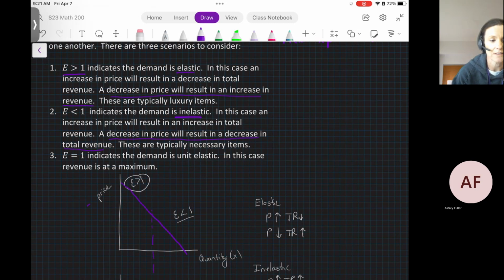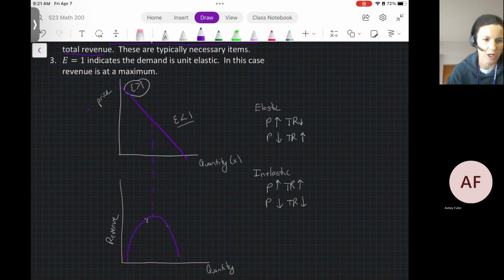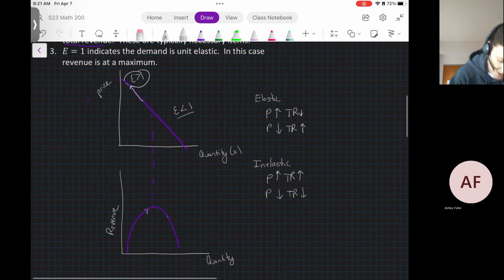And the final scenario is if the elasticity is exactly 1, it indicates that the demand is unit elastic. In this case, revenue is already at a maximum. If you look graphically, I think it helps to understand what's happening here. This top curve here shows our price with quantity. Remember, as the price goes up, traveling in this direction on the curve, the quantity that folks are willing to buy typically goes down.